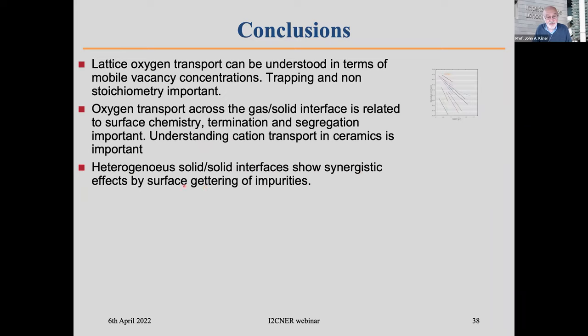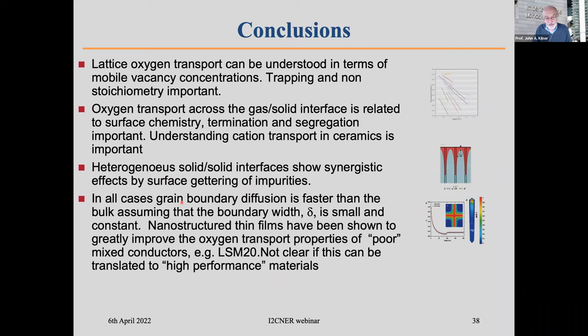Heterogeneous interfaces show synergistic effects, and this, I believe, is caused by the surface scattering of impurities by the perovskite phase. In all cases, the grain boundary diffusion is faster than the bulk, assuming that the boundary width delta is small and constant, and we don't know that that is actually the case, but we assume it is the case at the moment.